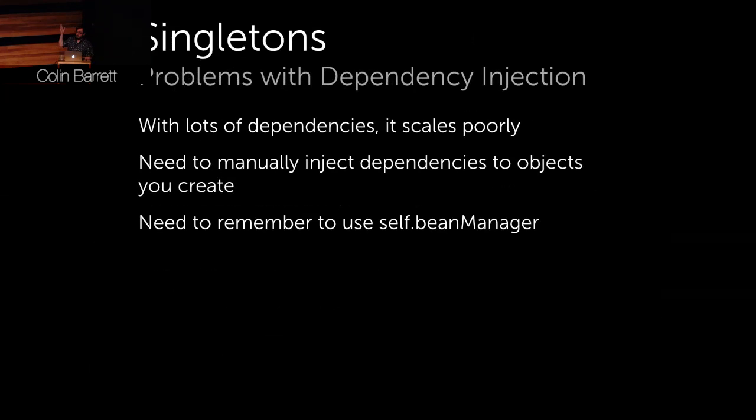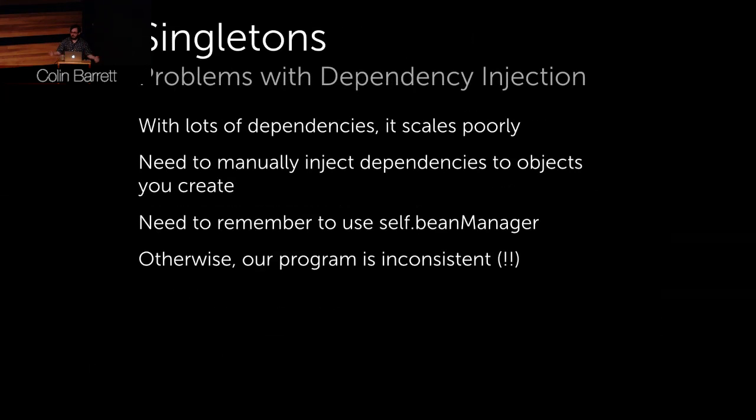We also have to remember to use this self.beanManager thing. Because if we don't, again, we're not using our injected dependency and are using the global one. And if we do that, our program is going to be inconsistent when run under test, which is the worst kind of testing problem, I think, because it just means spurious test failures. Correct code that your test thinks is wrong. And that makes everybody doubt the value of testing. It's really annoying to deal with. So these false negatives are a really bad thing.